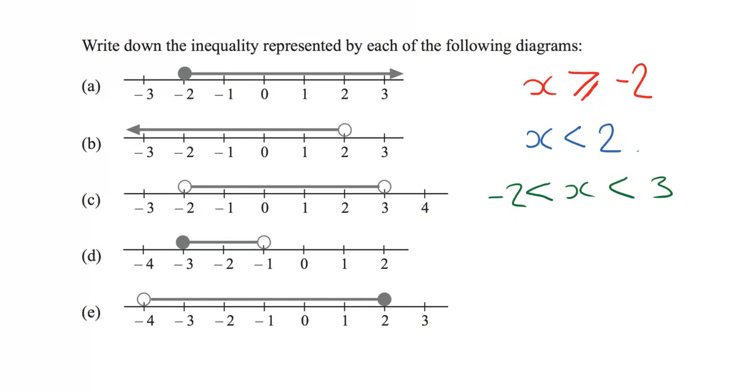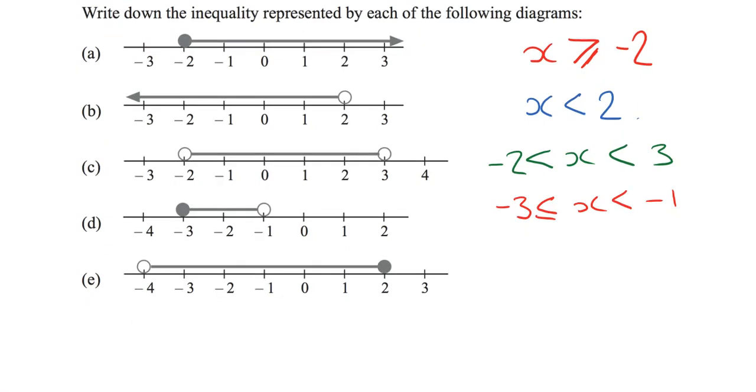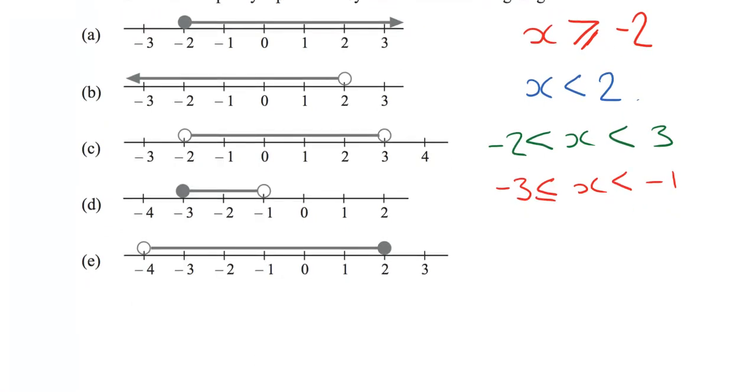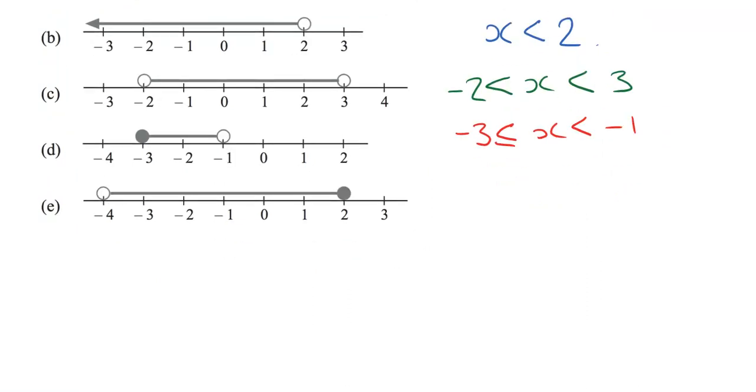In D, in exactly the same way, we're going to say that we have a -3, an x, and a -1. We are bigger than or equal to -3. We are smaller than -1. Finally, let's take a quick look at E. We know we are between -4 and 2. We are bigger than -4, and we are smaller than or equal to 2. So our inequality symbols are going to look like that.